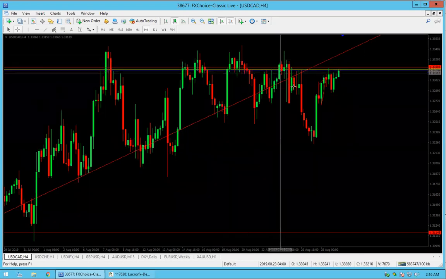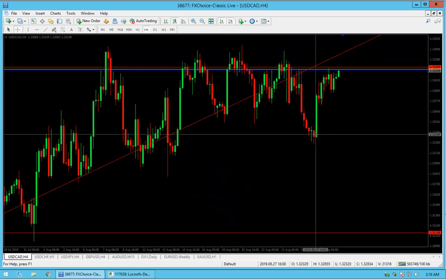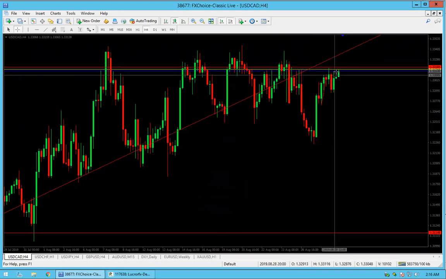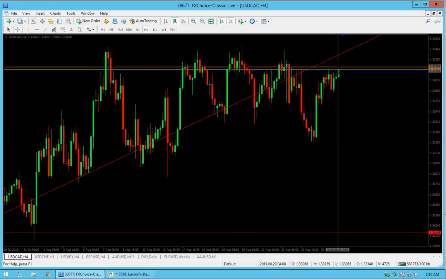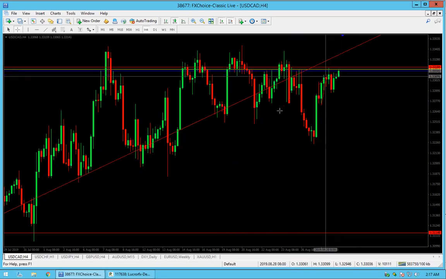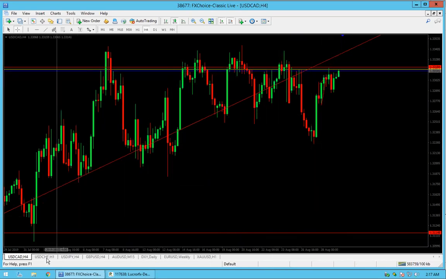So that's my analysis with USD CAD. I am still following it. I'm going to wait to see what it shows me if those buyers do slow down, but overall I am still bearish on that pair.